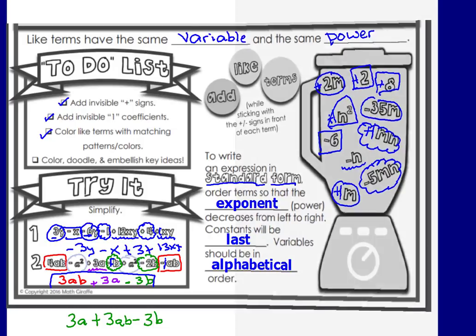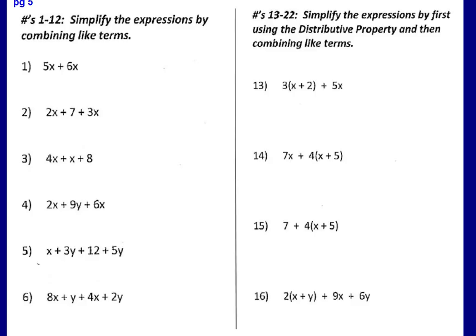Okay, let's go ahead and go to our packet, page 5. We're going to do some practice problems. Numbers 1 through 6, you're just going to simplify the expressions by combining like terms. So let's go ahead and work number 5.